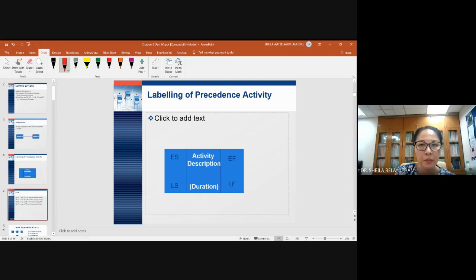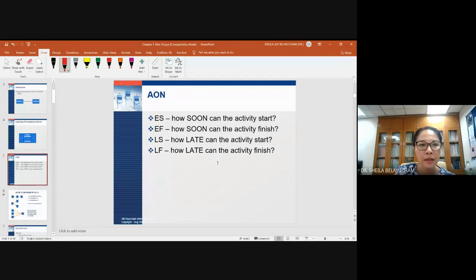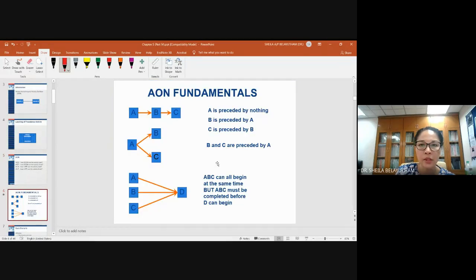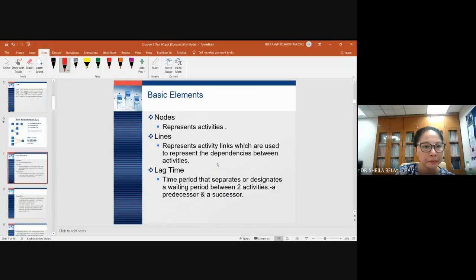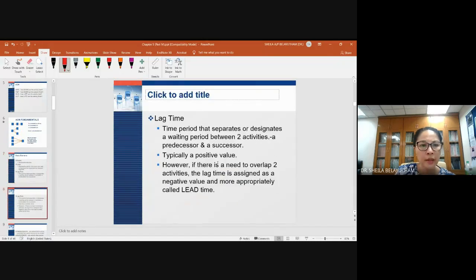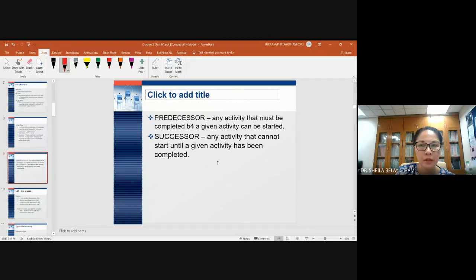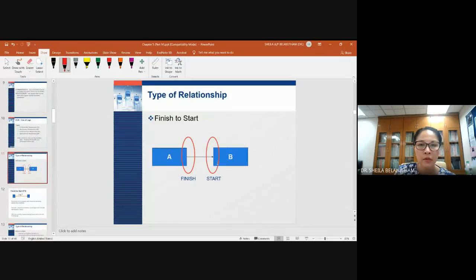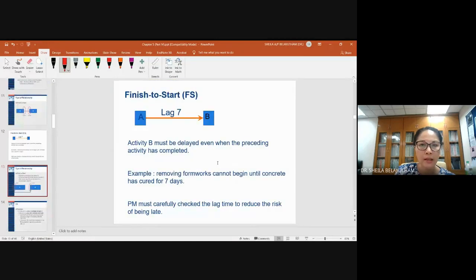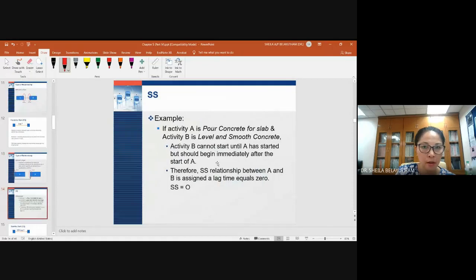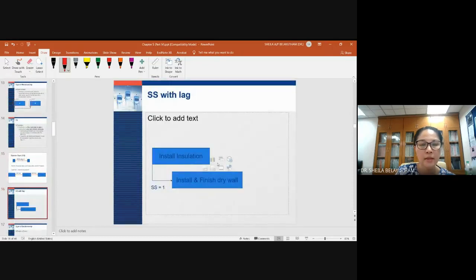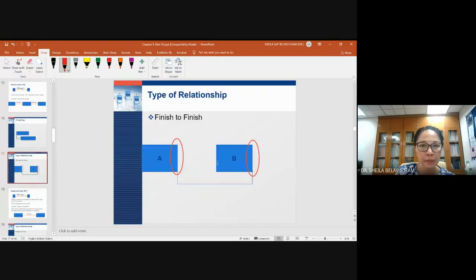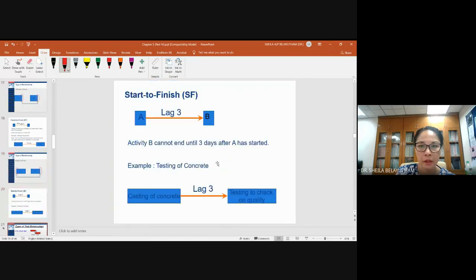The labeling of precedence, early start, early finish, what it means, the fundamentals of it, the node, the lag time, predecessor, successor, types of relationship, finish to start with lag and so on. I think we have gone through everything. As a revision, you can just go through it again, what is finish to start and so on.